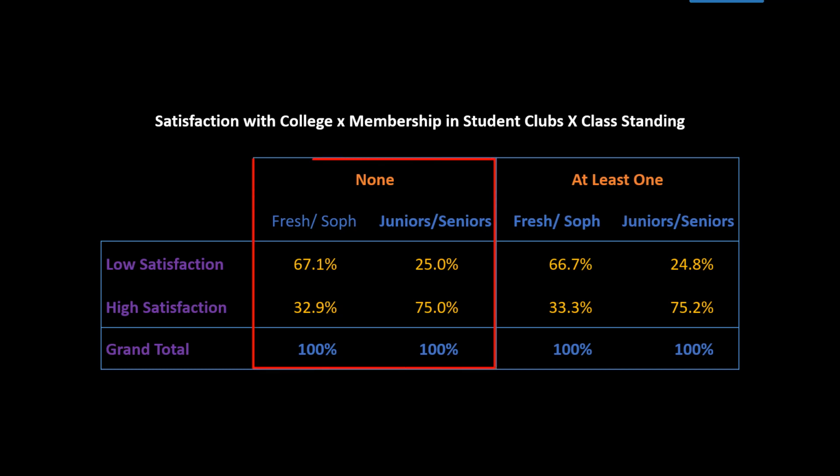Looking only at students who are not club members, it looks as if freshmen and sophomores are much less satisfied than juniors or seniors. And the same thing is true for students who join clubs. Freshmen are less satisfied overall than juniors and seniors. All right.